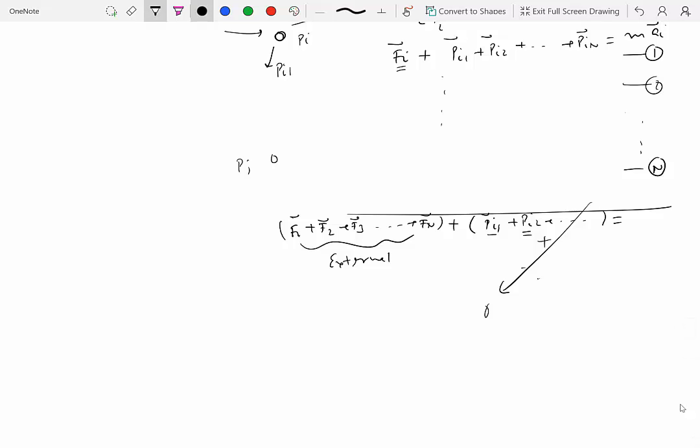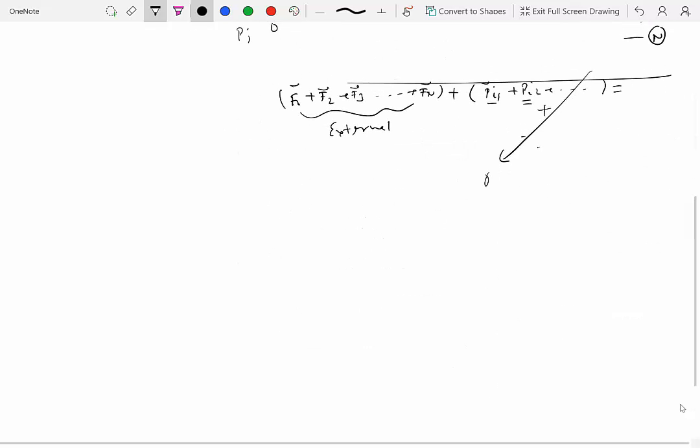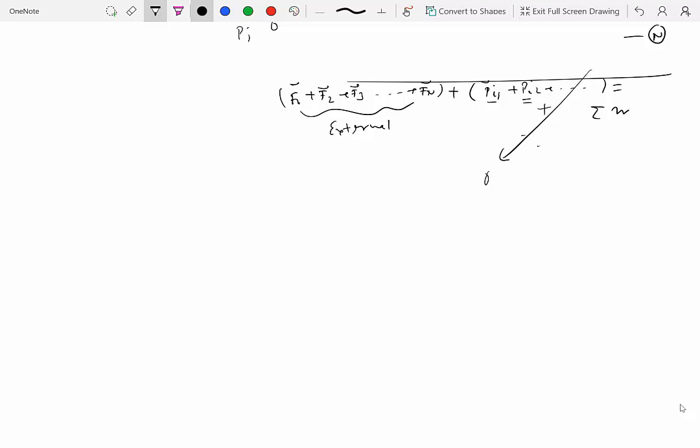Okay, and on the right hand side, you will have m times acceleration. Let me call this mi, m times acceleration for each particle added together. So on the right hand side, you will have sigma mi ai, where i changes from 1 to n, right?